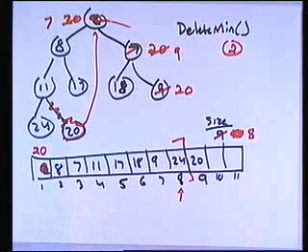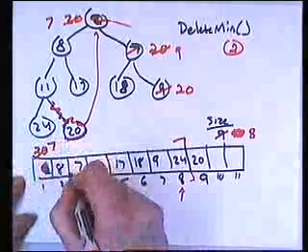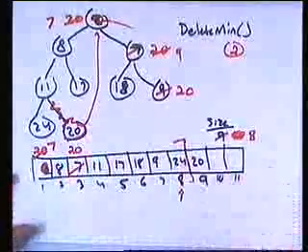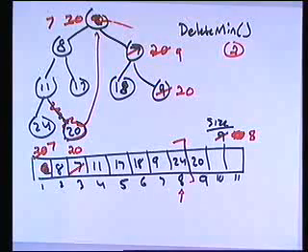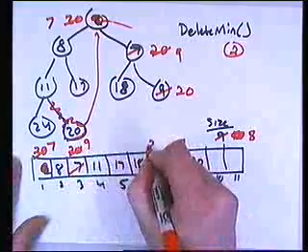And the 20 is not less than both of them. So we swap 20 with the minimum child, and we continue. And we say, what are the children of 3? Well, they're 3 times 2 and 3 times 2 plus 1, namely 6 and 7. And both of those do exist, and 20 is not less than both of them, so we swap 20 with the minimum child. And we say, well, there we go.